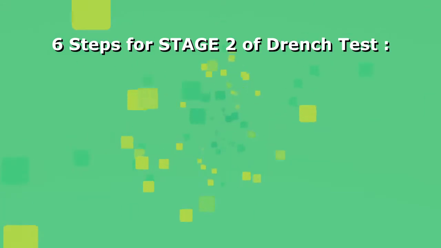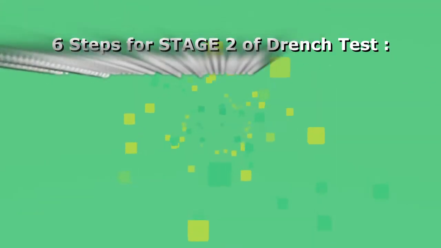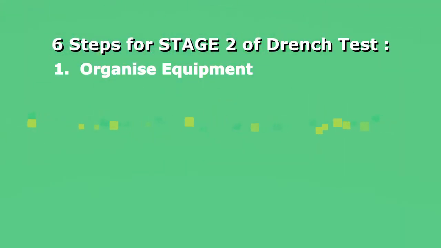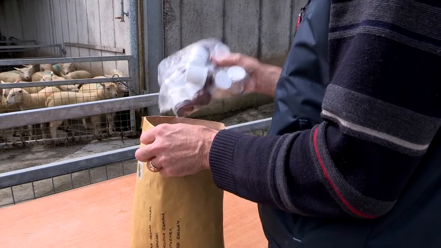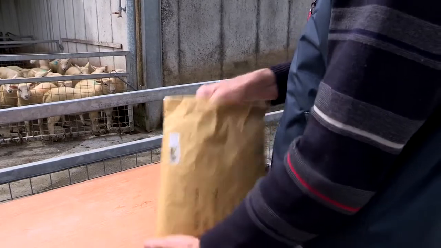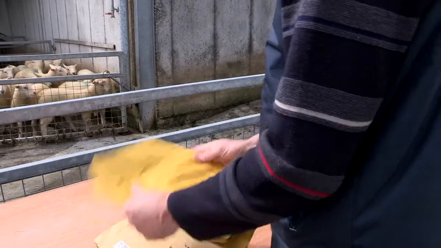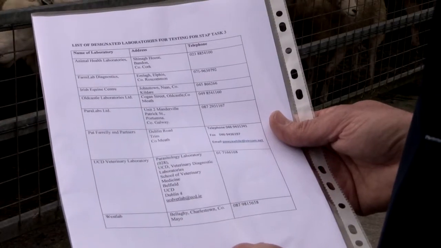Stage 2 of the drench test can be broken down into 6 steps. Firstly, make sure that you have the second set of sample containers which you received from the laboratory before taking the initial test. That list was available from the Department of Agriculture.